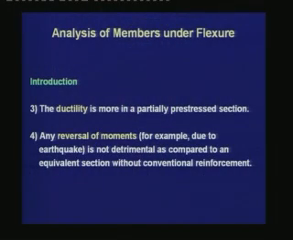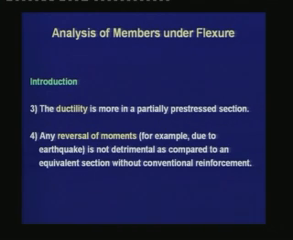The third reason for using a partially prestressed section is that the ductility is more in such a section. Today, towards the end of the lecture, we shall study about ductility. The fourth reason is that any reversal of moments in the beam, for example due to an earthquake, is not detrimental in a partially prestressed beam as compared to an equivalent section without conventional reinforcement.